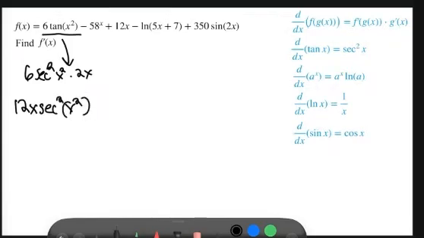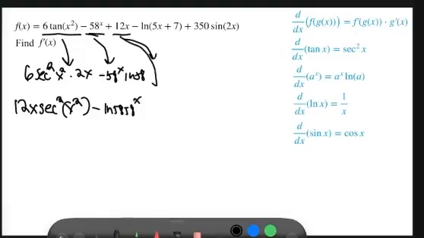And the second term is negative 58 to the power of x, which we use the formula shown on the right, so the derivative is just negative 58 to the power of x ln 58. The third term is 12x, and the derivative of 12x is just 12.